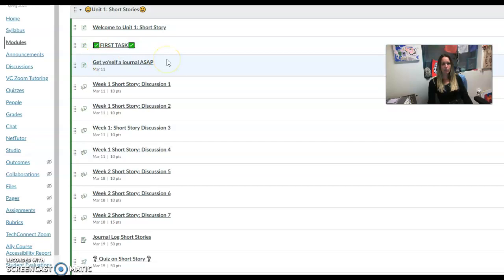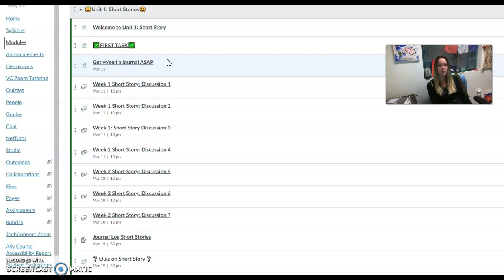Then you're going to get yourself a journal ASAP. So in this course, you're going to have 2 journals. One of them is going to be a paper journal where you're going to write down your ideas, your brainstorming, take notes. And then the other journal is a digital journal, and your digital journal will be due each unit.